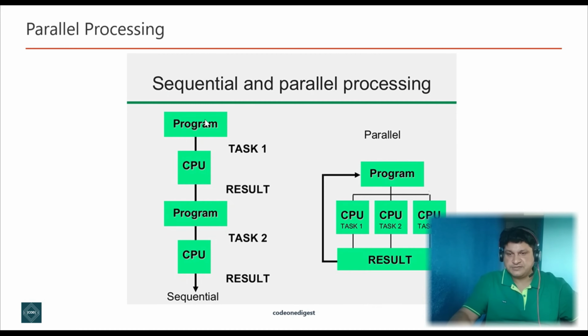What happens in traditional sequential processing is the program starts and then task one comes. Task one is given to the CPU for processing. It processes the task and then produces the result. Then it moves to the second task, processes it and produces a result. So this is sequential. Until task one is done, task two cannot be started or completed. This is what we call sequential, and it is dependent.